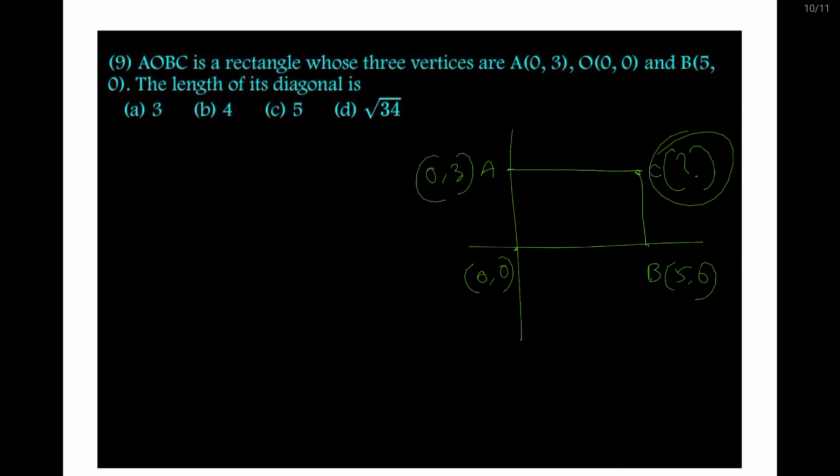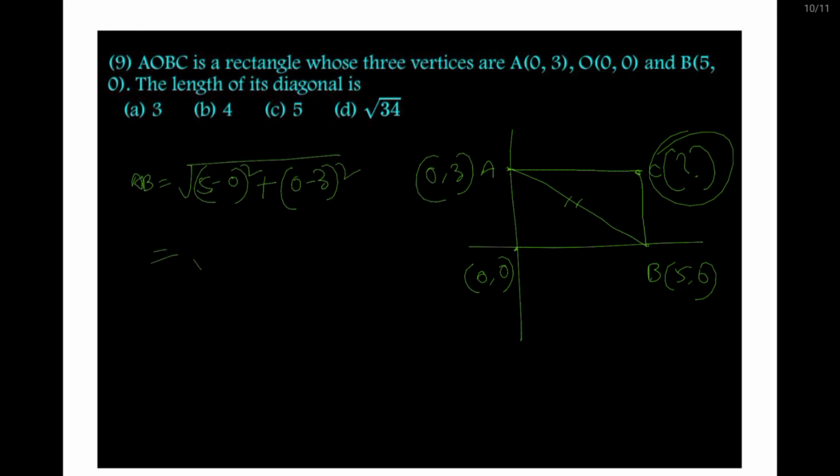So here we can see that the diagonal of this rectangle can be found as the distance between A and B. If you find the distance between these two, then we have got the diagonal of this rectangle. Since coordinates of A and B are given to us, we can find it easily. So let's find the distance between A and B. So AB will be (5 minus 0) whole square plus (0 minus 3) whole square.